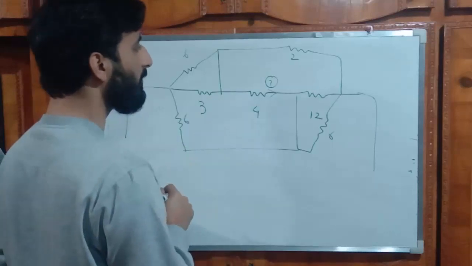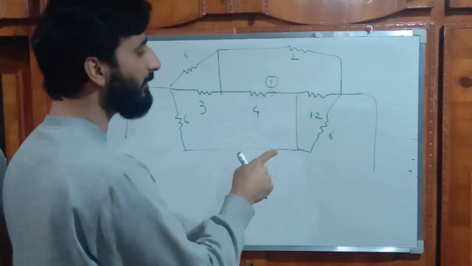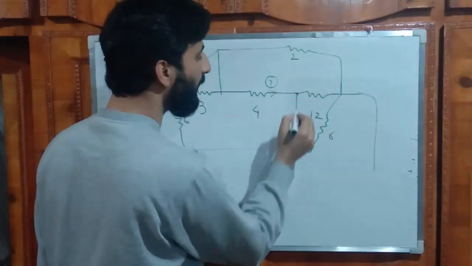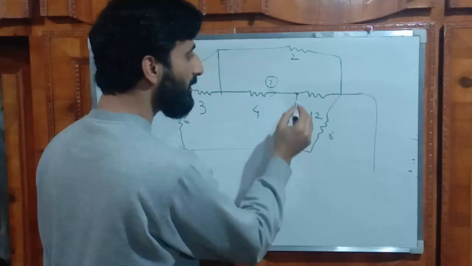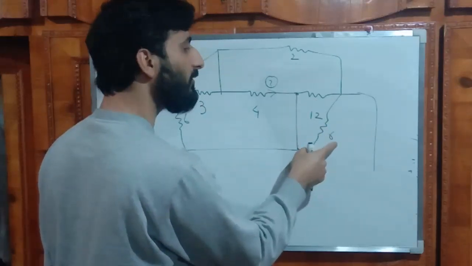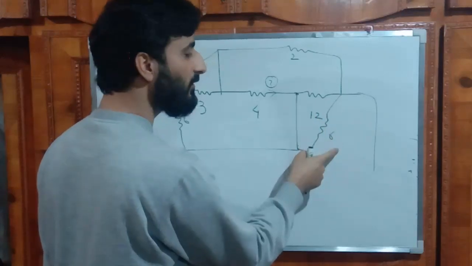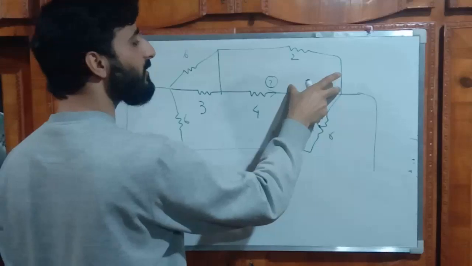Will this be a Wheatstone bridge? See, this point and this point are at the same potential. This is a simple conductor. Since these 2 points are at the same potential, these 2 resistances are in parallel. So 12 parallel 6, the answer is 4. The resistance between these 2 points is 4 ohm.